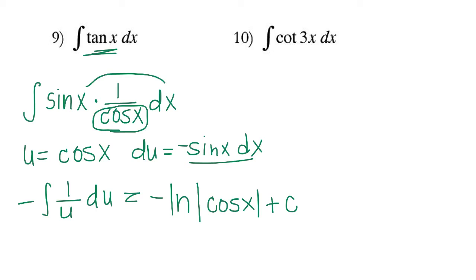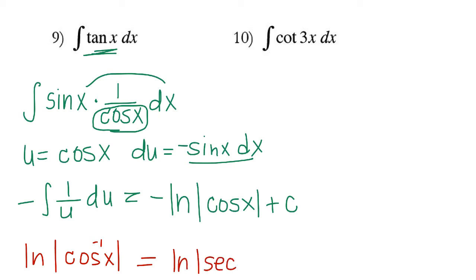Now sometimes you see this written differently because of that negative out front. Technically, you could bring the negative up to the front and make that cosine of x to the negative 1, which is going to give you the natural log of secant. So these are two ways you could see this answer written, and it's about the same amount of work each time. So be careful and be aware that you could see both of those as a solution.